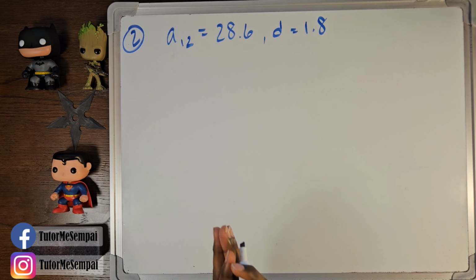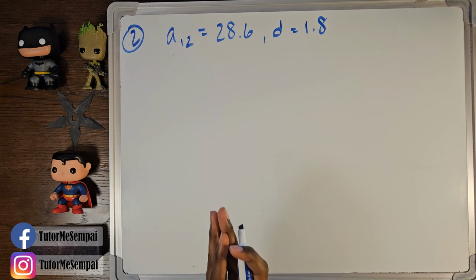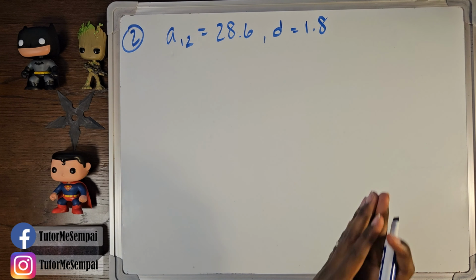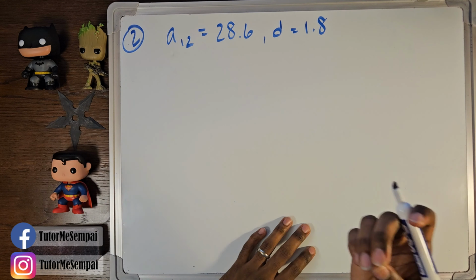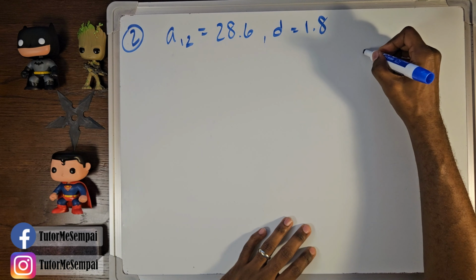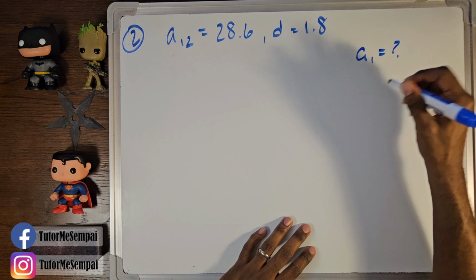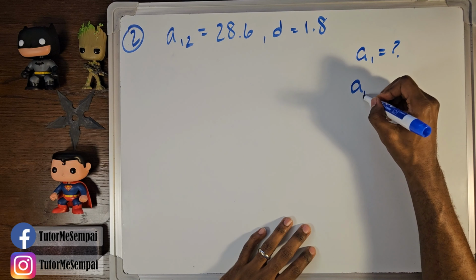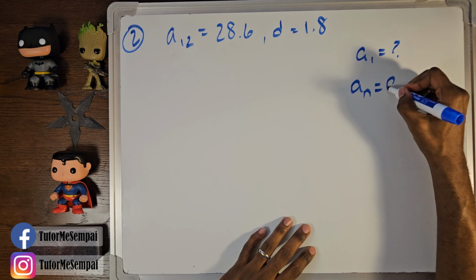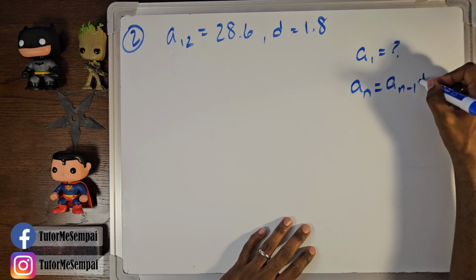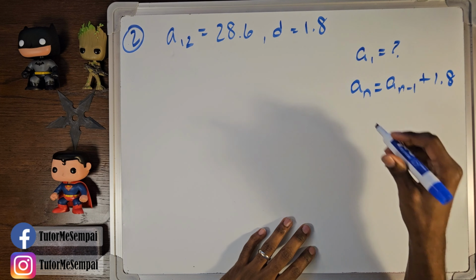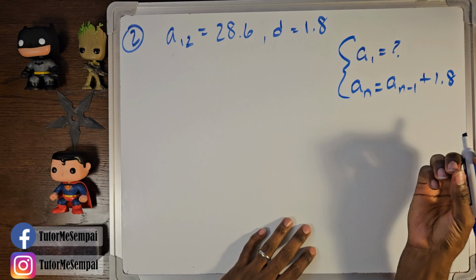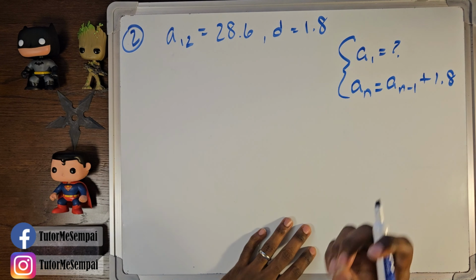So in this example, we have our a sub 12 equals 28.6, and our d is going to equal 1.8. And we want to once again find our recursive formula. So we have to find our a sub 1, we don't know what that is, and we already know how we can fill this in. Our a sub n equals our a sub n minus 1 plus d, which in this case is going to be 1.8. If we can finish this pair, we would have found our recursive formula.